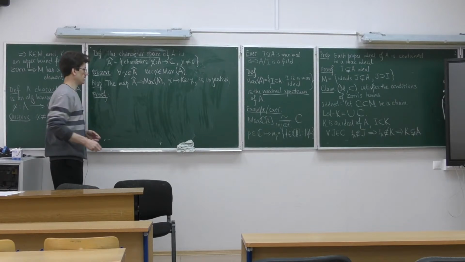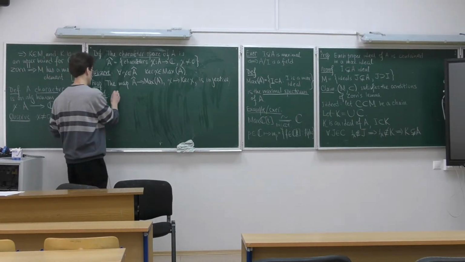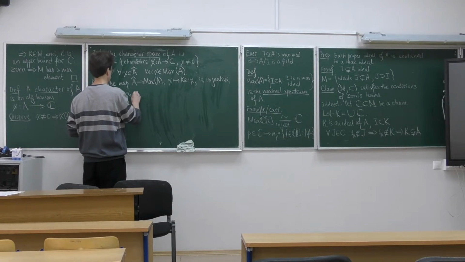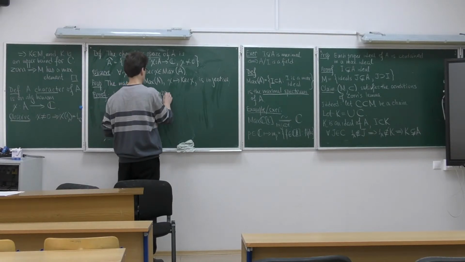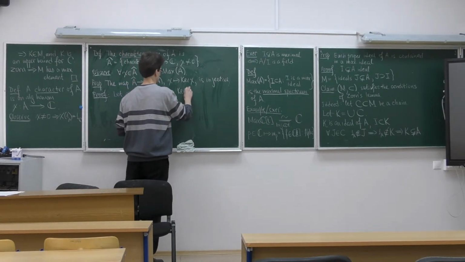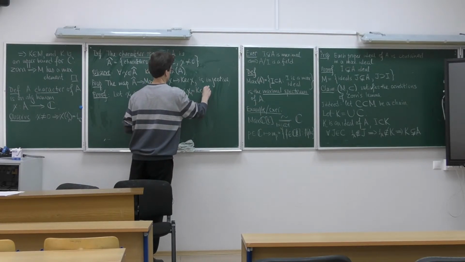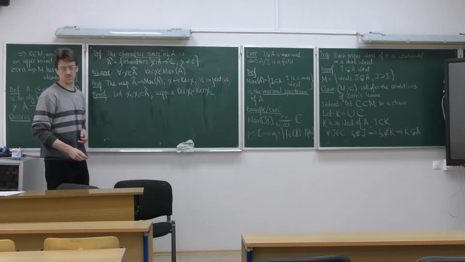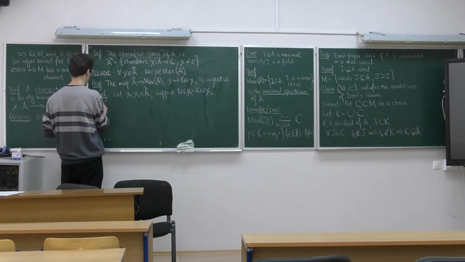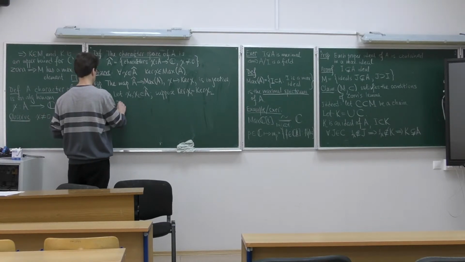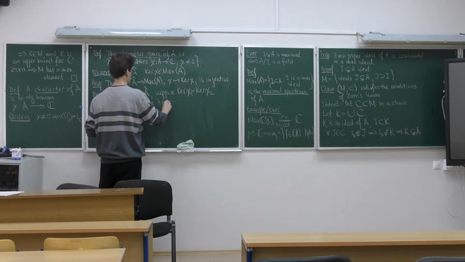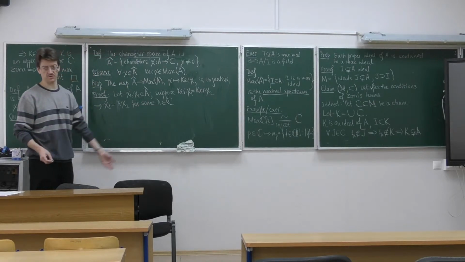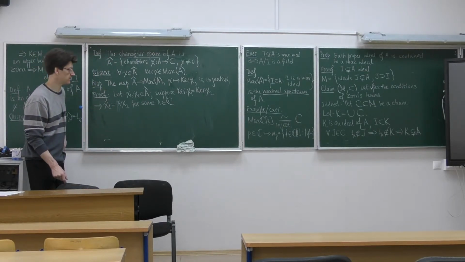Well, indeed, suppose we have two characters, say chi1 and chi2, and suppose that they have the same kernel. This implies that they are proportional: chi1 equals lambda chi2 for some lambda, just because they are linear functionals. If two linear functionals have the same kernel, then they are proportional.